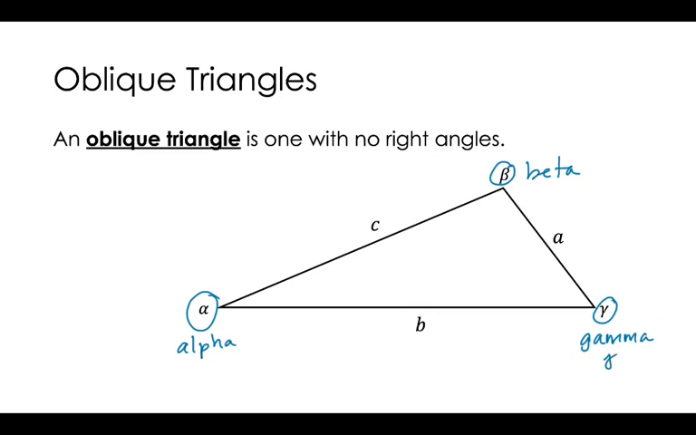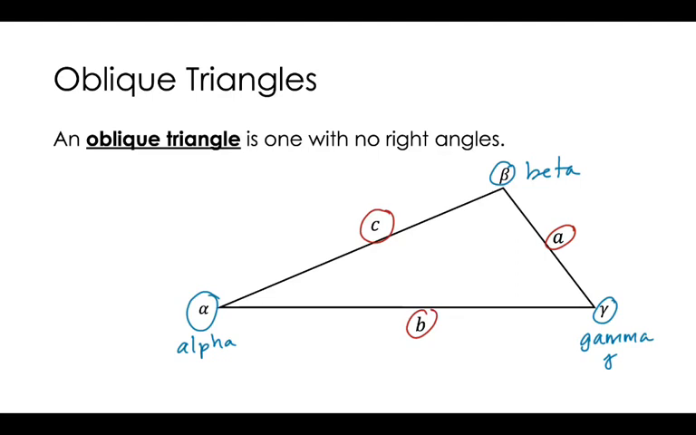And then the side lengths, we're going to use A, B, and C. But it's important to note that side A is always opposite angle alpha, side B is always opposite angle beta, and side C is always opposite angle gamma. So we don't have a hypotenuse. It's not important which angle or side length gets labeled with which letter. It's just that association: alpha has to go with A, beta with B, gamma with C.